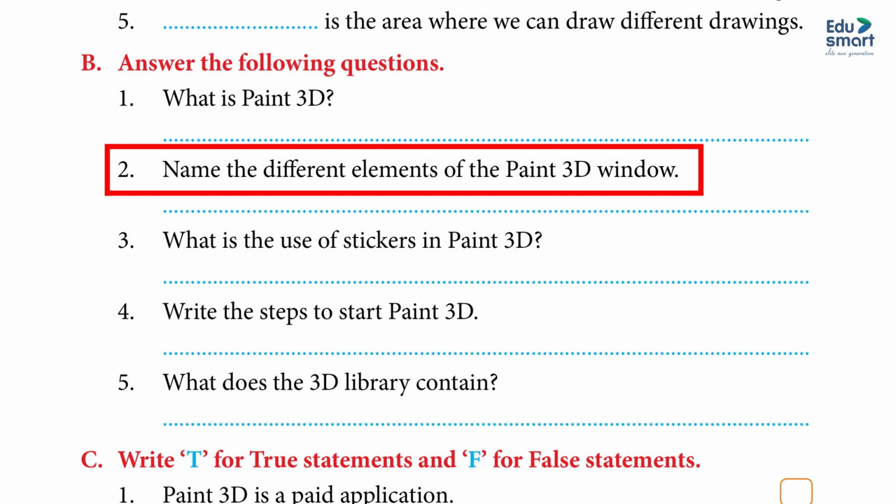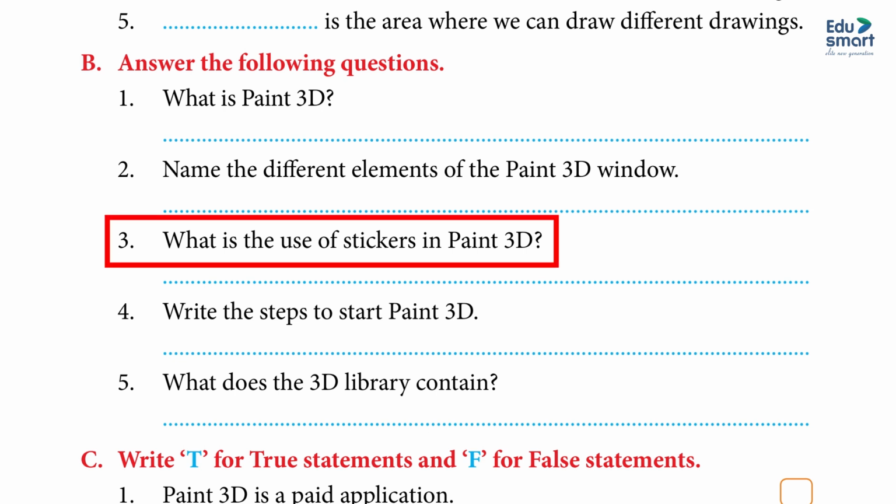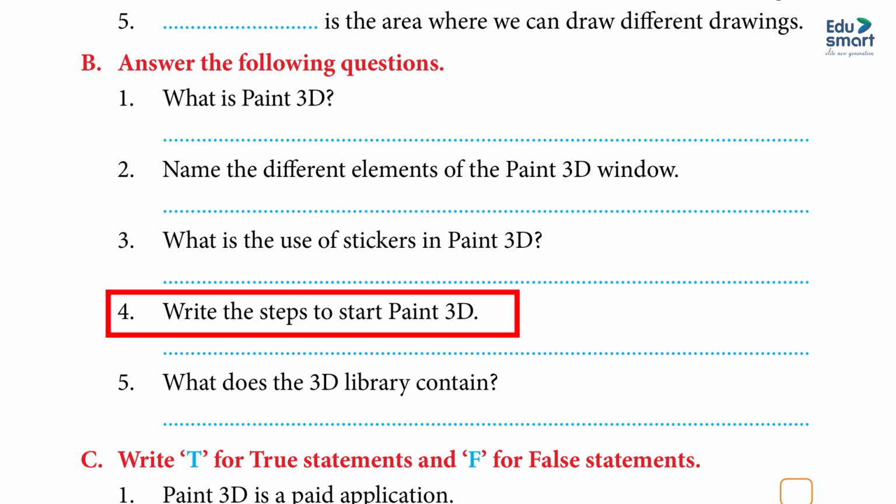canvas. 3. What is the use of stickers in Paint 3D? Answer: With this tool we can select images from a ready-made image collection and apply them as stickers to our designs. 4. Write the steps to start Paint 3D. Answer: Steps to start the Paint 3D app.